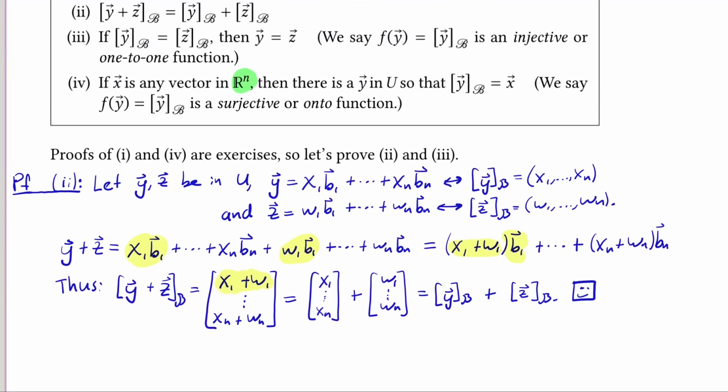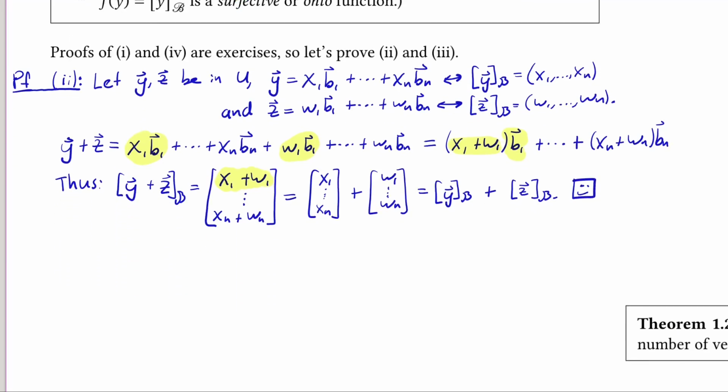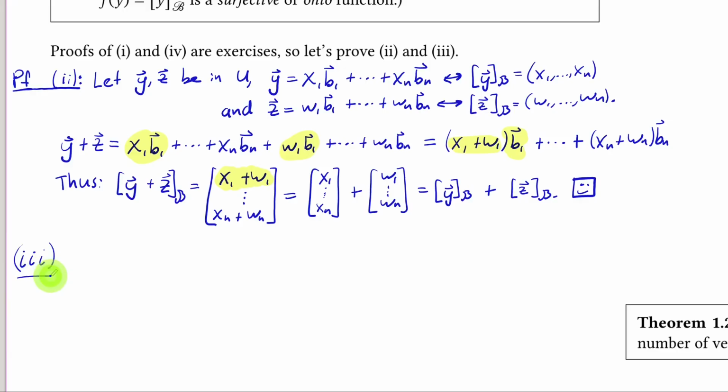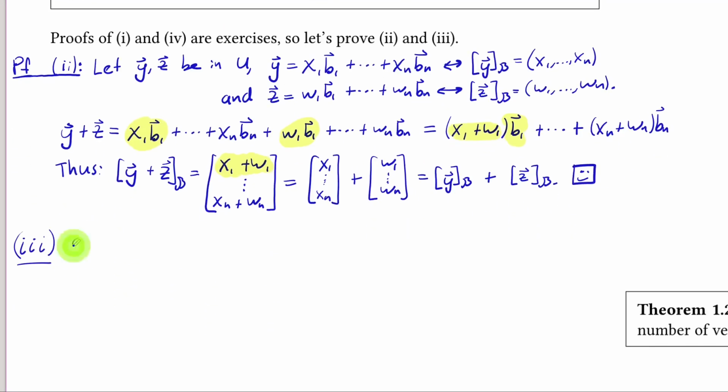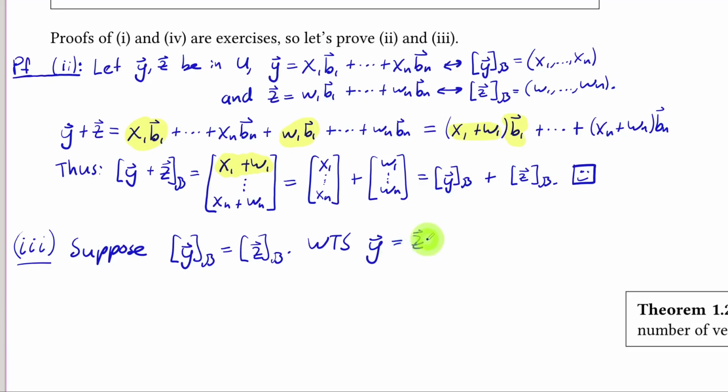All right, let's look at 3. Part 3 says if the B coordinates of y equals the B coordinates of z, then y and z must really be the same vector. So let's just suppose the if part, and we want to show that the then part, the conclusion, is true. y equals z.